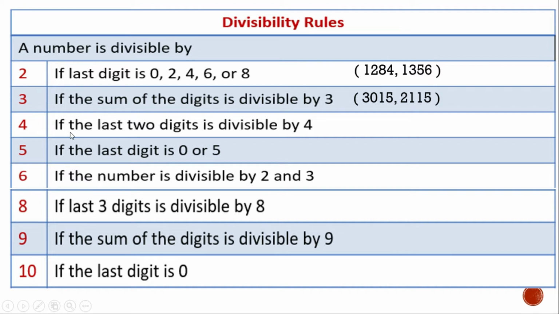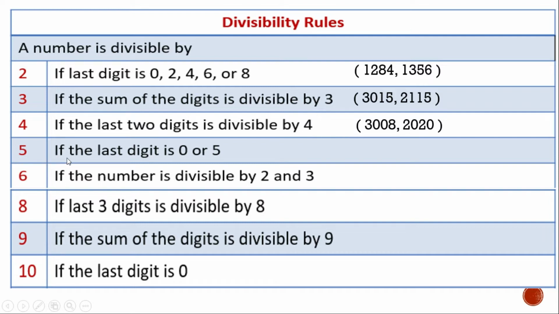Rule for 4. If the last two digits are divisible by 4. Last two digits means ones place and tens place. We have to take the last two numbers. See, here the last two digits are 08 and 20. 8 and 20 are divisible by 4. 8 is 2 times and 20 is 5 times. So, we can say these numbers are divisible by 4.